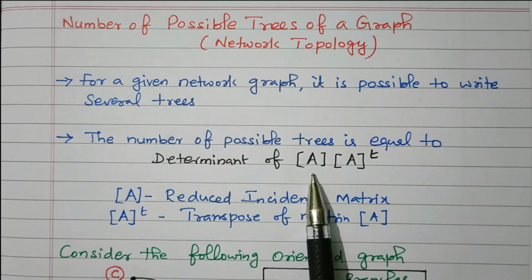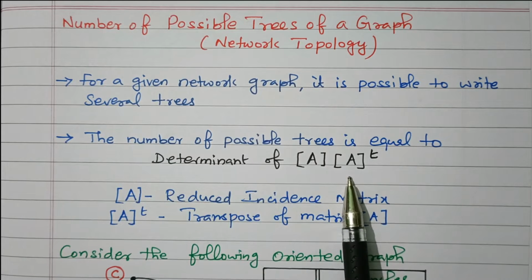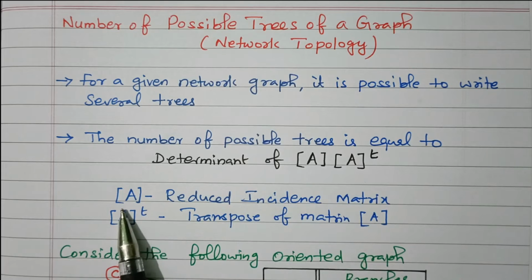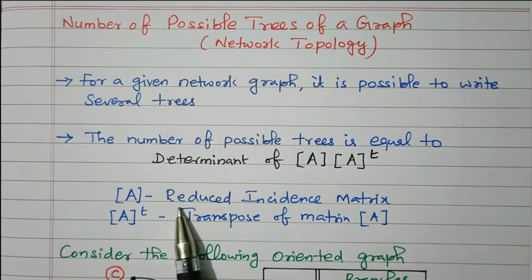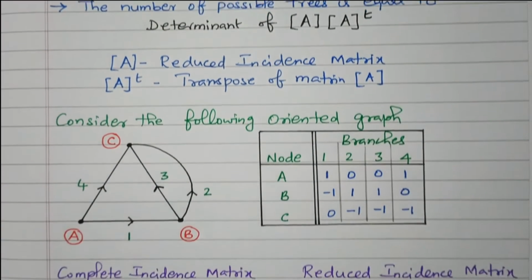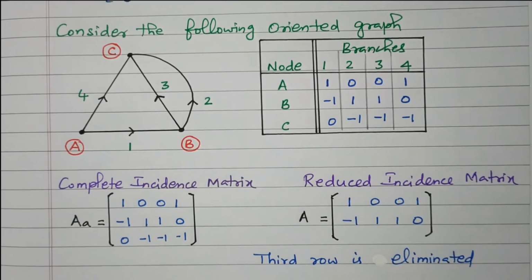Determinant of A multiplied by transpose of matrix A. The A is nothing but the reduced incident matrix. A transpose is the transpose of the matrix A. So we need to first find the reduced incident matrix. The reduced incident matrix can be obtained from the oriented graph. Now we'll see what the oriented graph is. So consider this oriented graph.